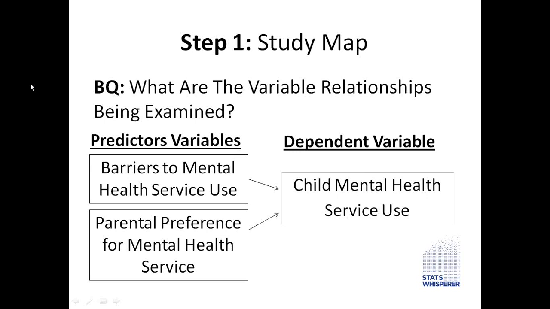So the study map, like I said, so if you have an article and it's clearly written out, you should be able to draw a study map and figure out what's being examined, right? So what we have here is the big question, what are the variable relationships being examined? So the predictors are barriers to mental health service use and parental preference match for service. And how does that predict child mental health service use? So that part seems clear.